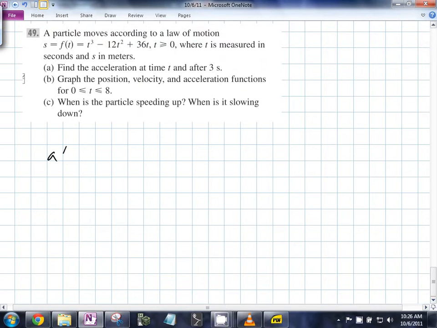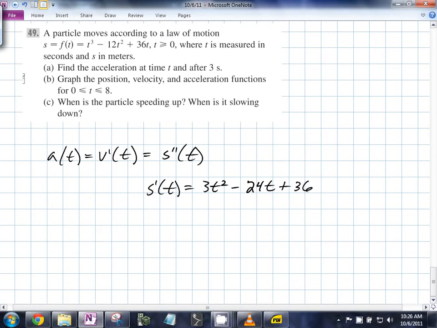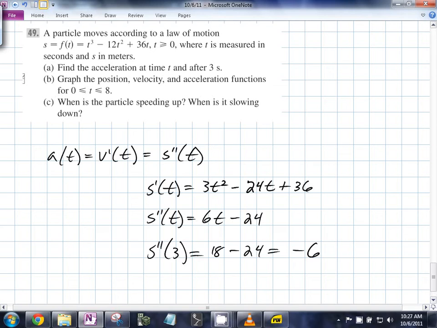S prime of T is going to be 3T squared minus 24T plus 36. And what's S double prime of T going to be? 6T minus 24. So S double prime of 3 is going to be 18 minus 24, which is negative 6. And what's the units on this? Meters per second squared. Okay, so that's A. B says graph the position, velocity and acceleration graphs for T between 0 and 8.